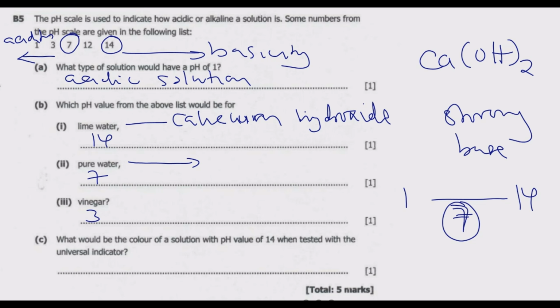Question C. What would be the color of a solution with pH value of 14 when tested with the universal indicator? So the pH value of 14, this would indicate a strong base. A strong base has a pH value close to 14.